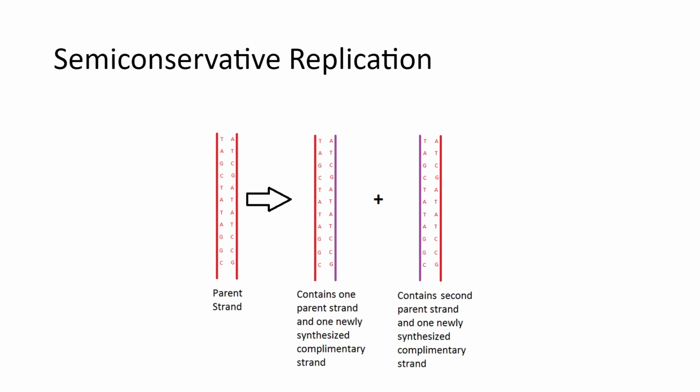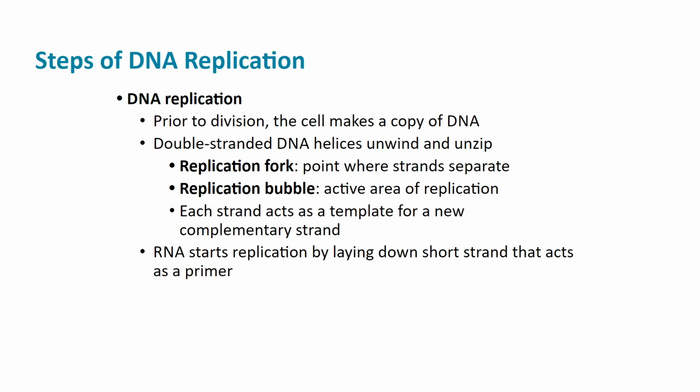So each new piece of DNA has slightly conserved or saved an old piece of the original parent strand or DNA piece. So DNA replication occurs prior to cell division, and the cell actually has to make a copy of its DNA so that when it splits, each of the daughter cells that is produced gets the right amount of DNA or material for protein synthesis instructions. So remember or keep in mind that DNA is double-stranded, and we have to unwind it and unzip it in order to start to replicate it.